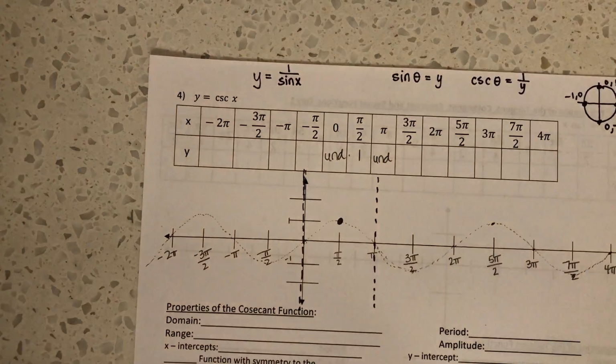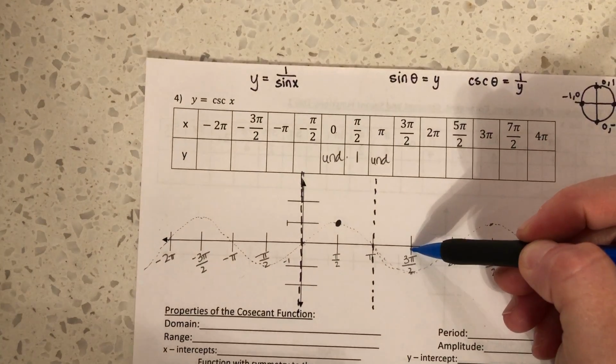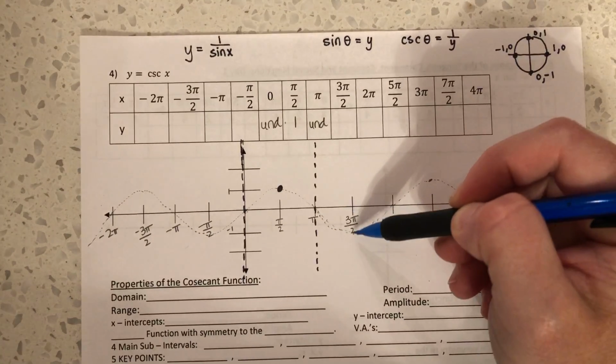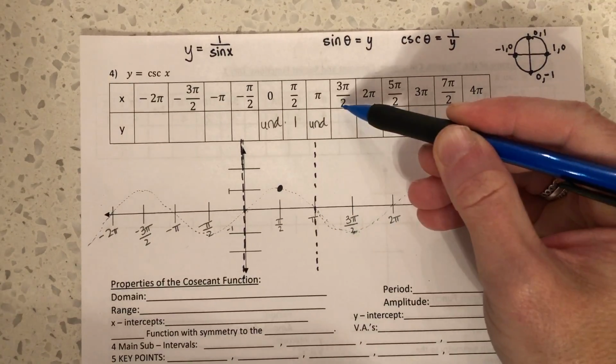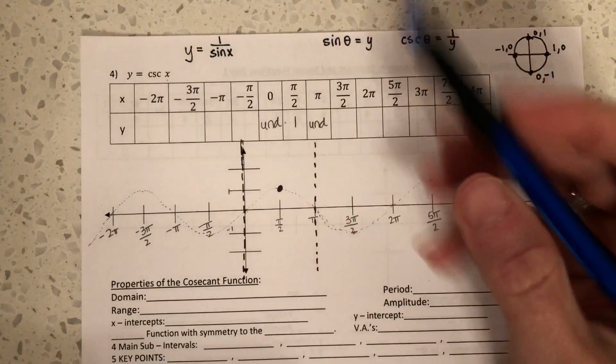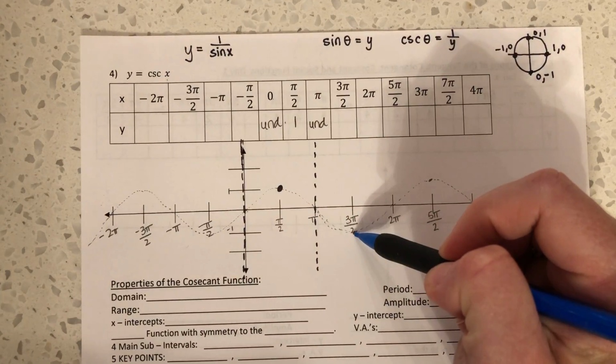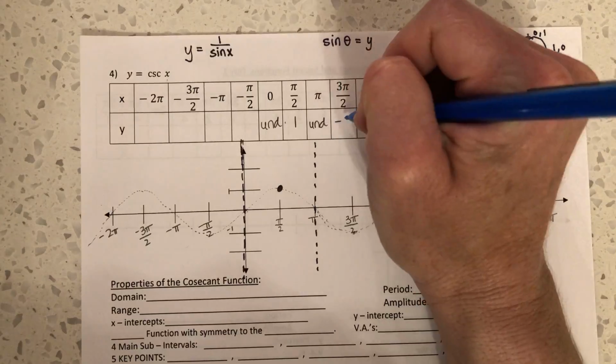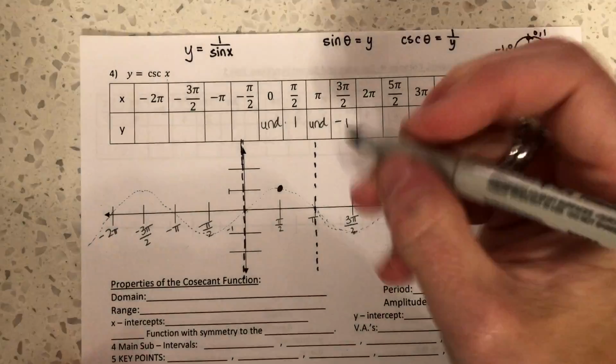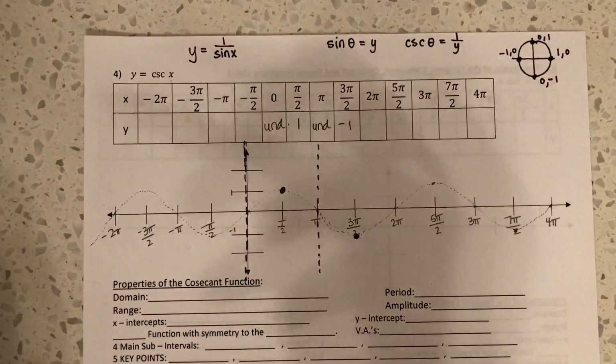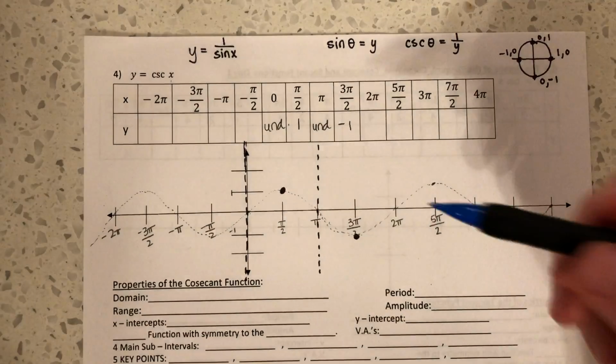Okay, all right. Well, when 3 pi over 2 went into the sine function, a negative 1 came out. So when 3 pi over 2 goes into the cosecant function, the reciprocal of negative 1 comes out, which is negative 1. So negative 1 will also live on the cosecant graph. All right, now we go to the next one.